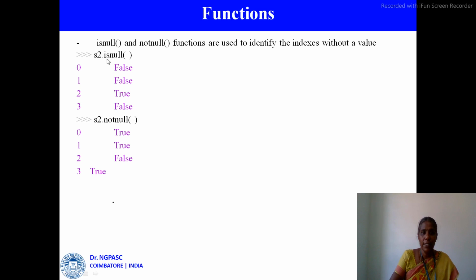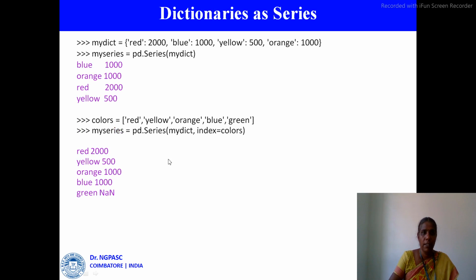The functions isnull and notnull are used to identify the indexes without a value. I want to check whether any values are missing in the index positions. So isnull checks whether any value is missing in a position. If any value is not present at a particular index, it will give True, otherwise it is False. Likewise, notnull is the opposite of isnull.